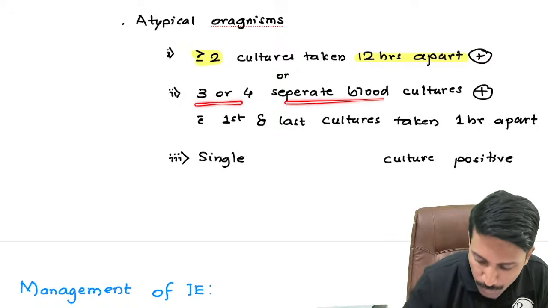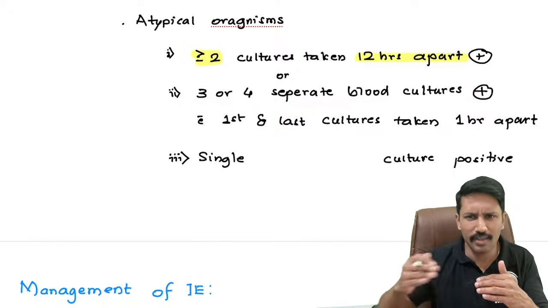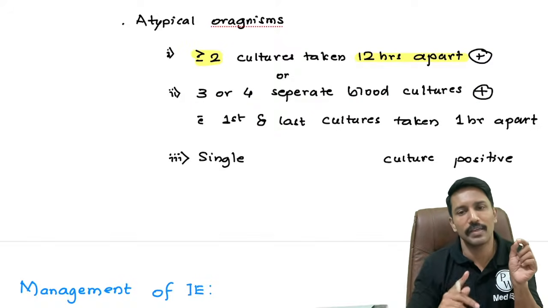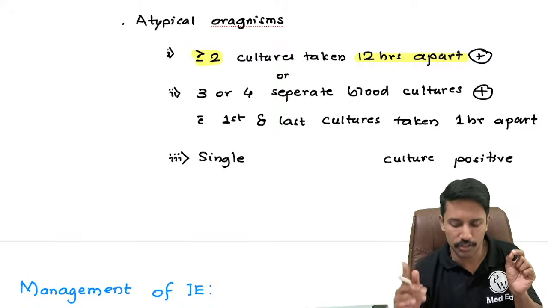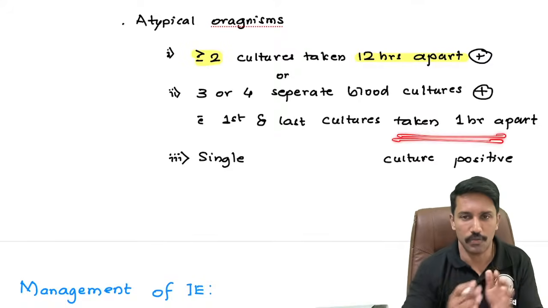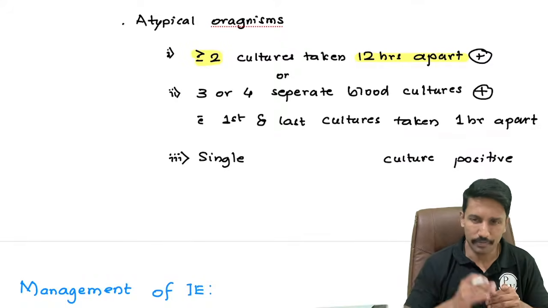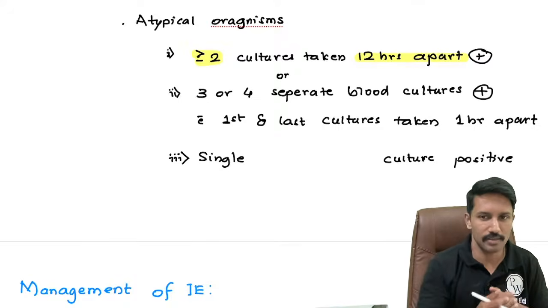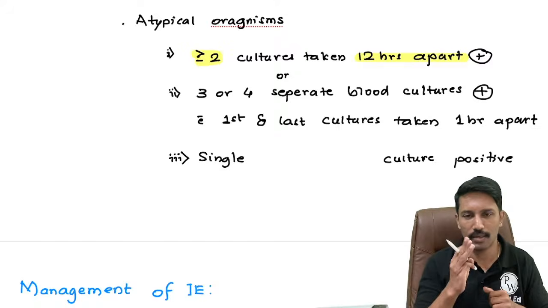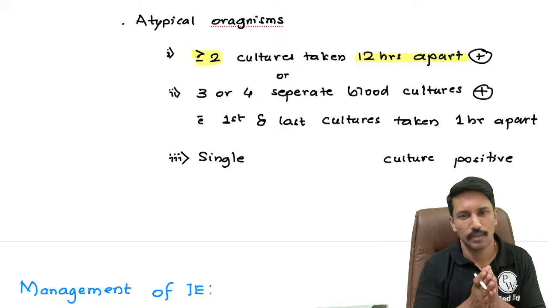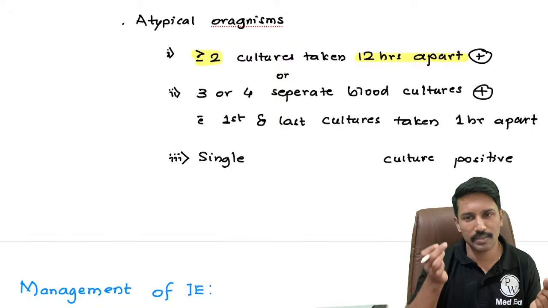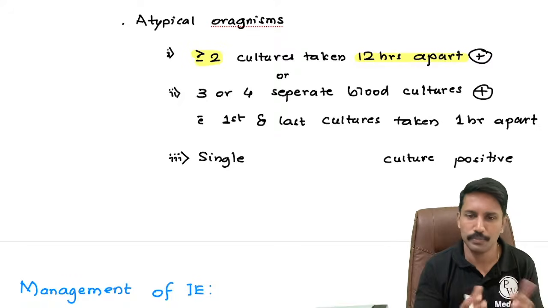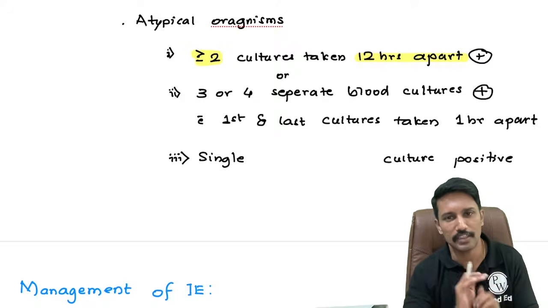Or 3 to 4 separate blood cultures taken in quick fashion, but the first culture and the last culture should be separated by 1 hour. Like, okay, I take one culture now. After 30 minutes, I take one more. After another 30 minutes, I take one more. Now I have 3 cultures and they are all positive. The time difference between the first and the last is 60 minutes or more, at least 1 hour. So then it is satisfied.